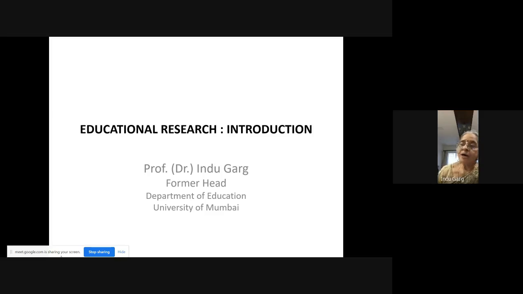All right, so educational research. Of course, most of us conduct research when we go on to the postgraduate level. But at the B.Ed level, you all do an action research project, which is, of course, the beginning of how to conduct research, how to conduct rather formal research.